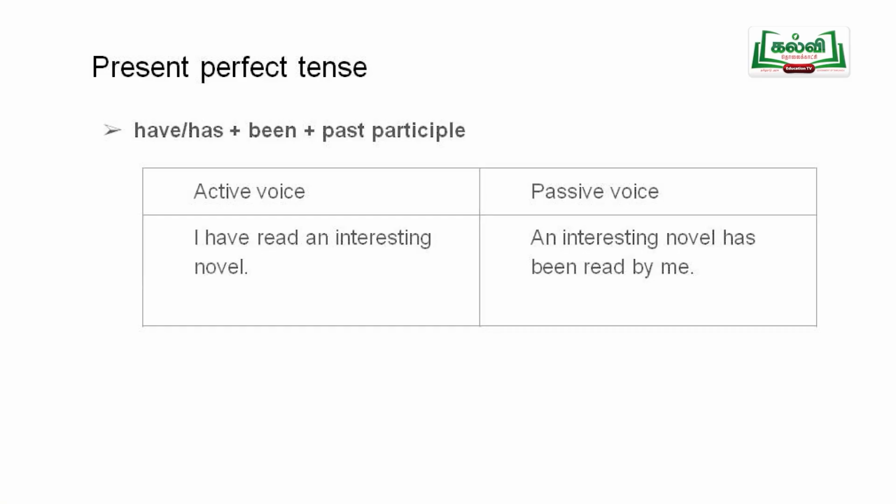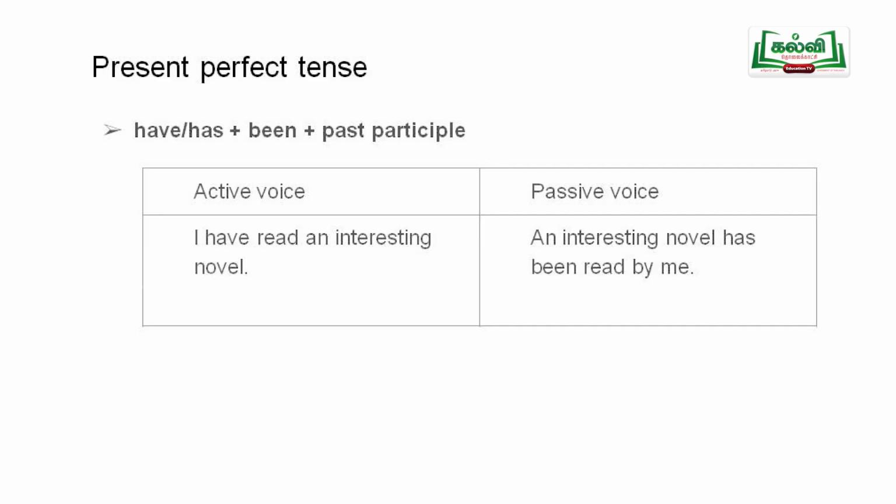Next, present perfect tense. Here the construction is have or has plus been plus past participle. See the example in active voice. I have read an interesting novel. Here I is the subject, have read is the verb, that is a perfect verb, and an interesting novel is the object. So when you convert this into passive voice, the object should come first.